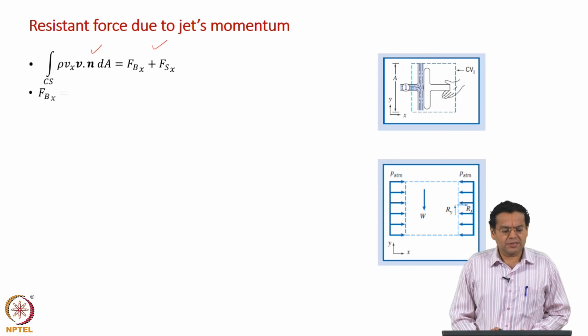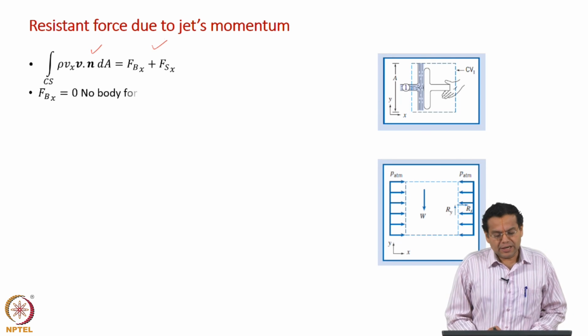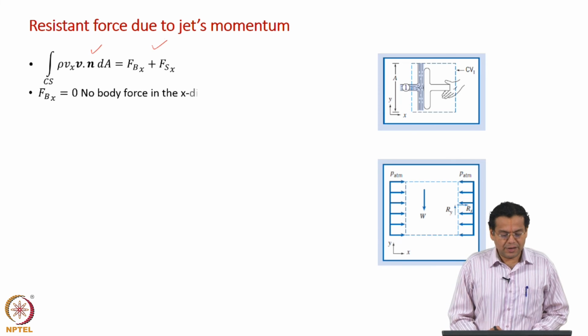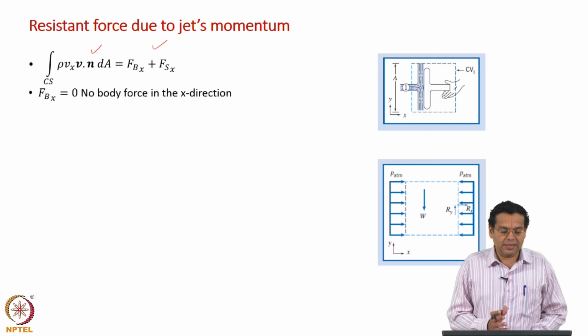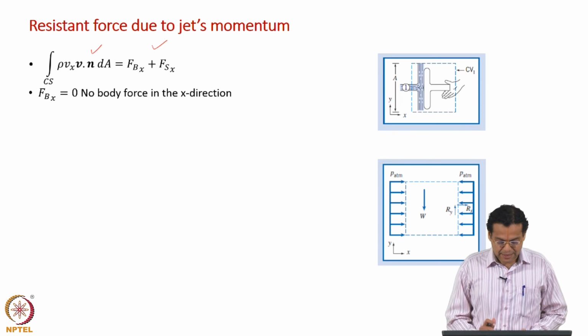So far we have discussed only the rate of momentum term. Now we have discussed the forces on the right hand side. Since we are doing a momentum balance along the x direction, there is no body force. The only body force we are considering is gravity, that does not act along the x direction, it acts along the y direction only.